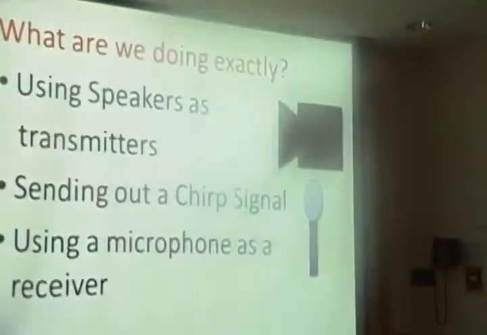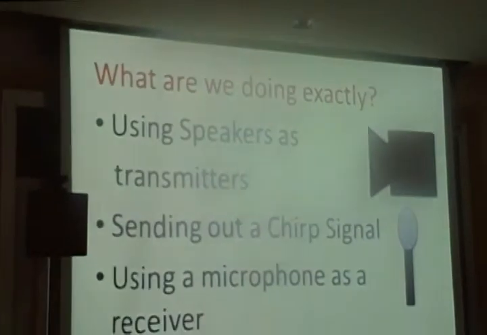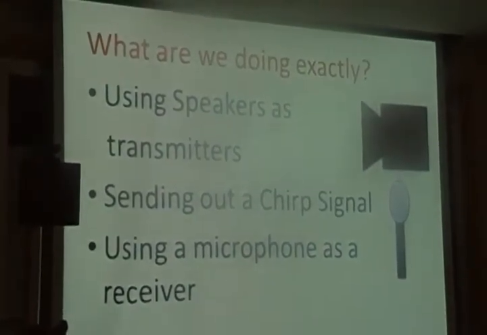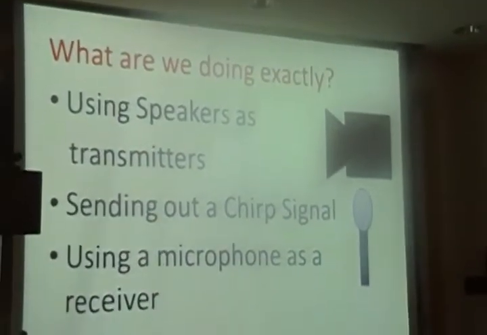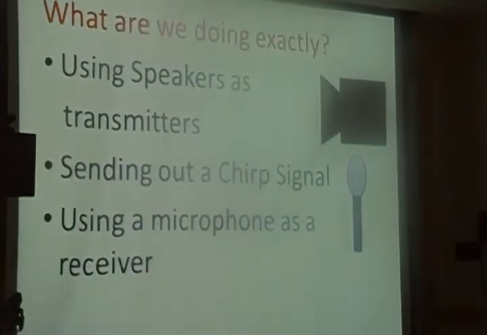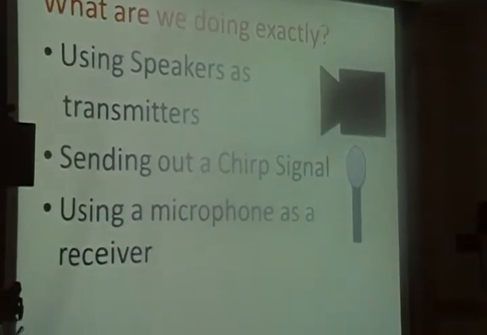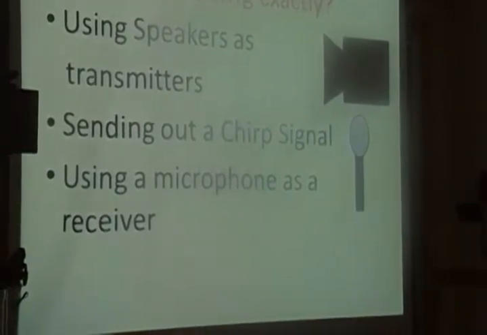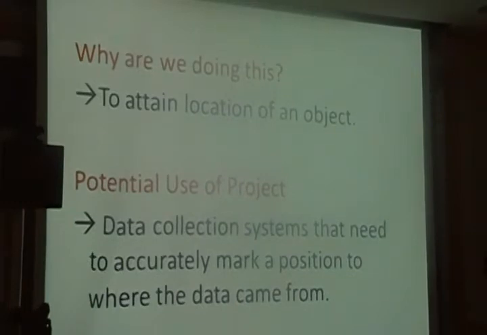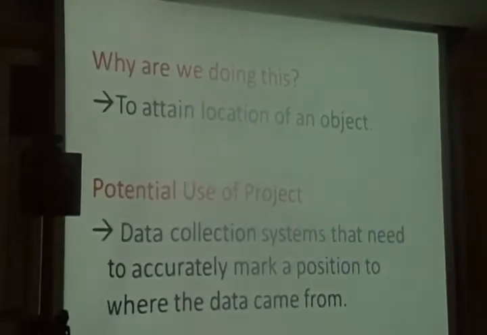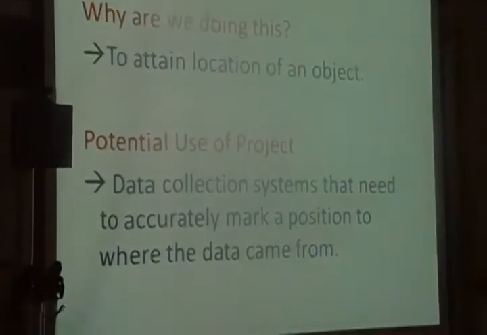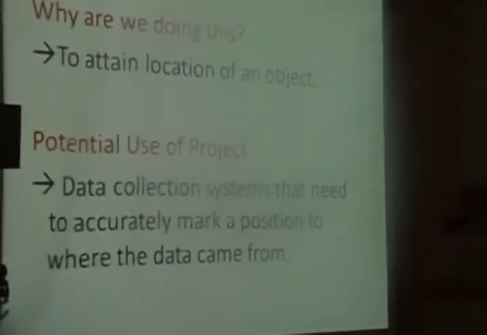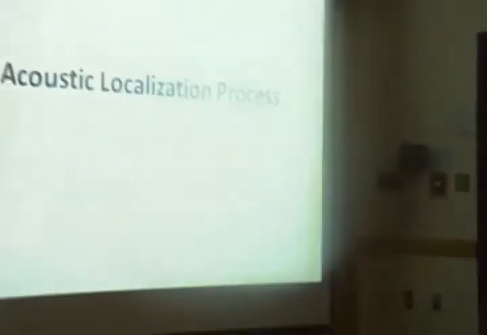So what are we really doing? Well, we have 2 speakers that act as the transmitters, and we're sending out a chirp signal. We need to distinguish one speaker from the other, which is why each speaker plays a different frequency. Now, if the speakers are transmitters, then we need a microphone to be a receiver. But why are we doing this? Well, simply to obtain a position of the object that's in the field. And a potential use of this project could be a data collection system, for instance, just the PADMAP itself.